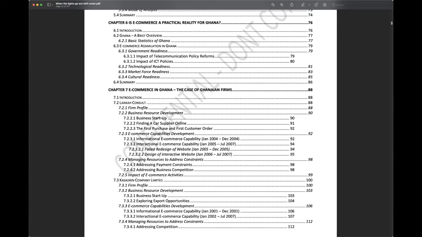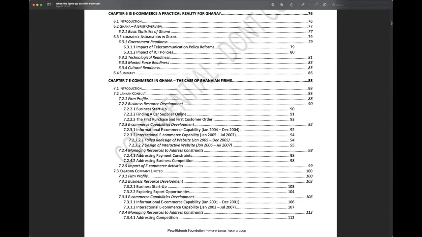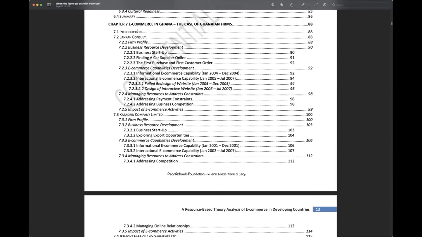Now, look at my PhD, e-commerce in Ghana. This is where my case study starts from. So each of these cases has an introduction, firm profile, business response, development stage, business startup, finding a car supplier online, finding first pitches and first customer, e-commerce capability development, informational capability, the timeline. So look at this, I'm using chronological order. International capability, another timeline. Field research and redesign of the website, another one. Design of the interactive site. Managing resources to address constraints. Managing payment constraints, managing business competition.